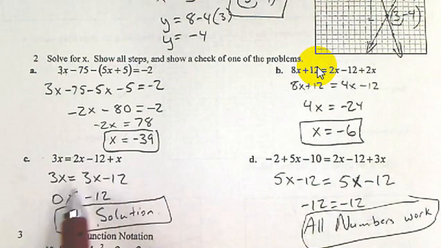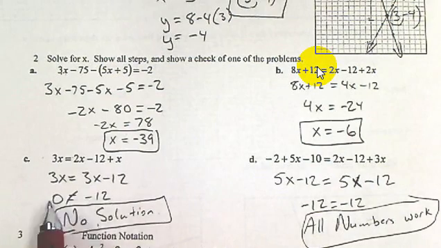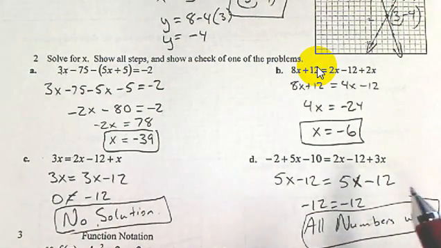Combine like terms. Subtract 3x. The x's disappear. So if the x's disappear and what's left is not true, this is false, so therefore there's no solution. It'll never work. There's no answer that works for that one.